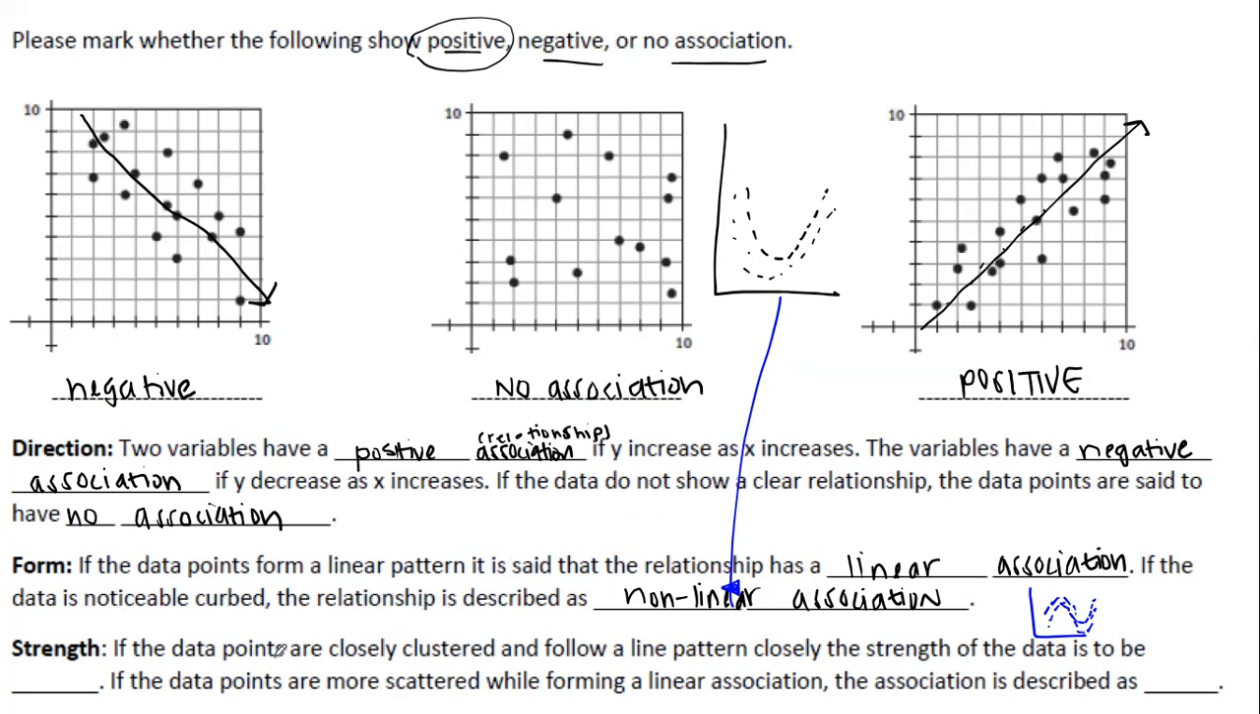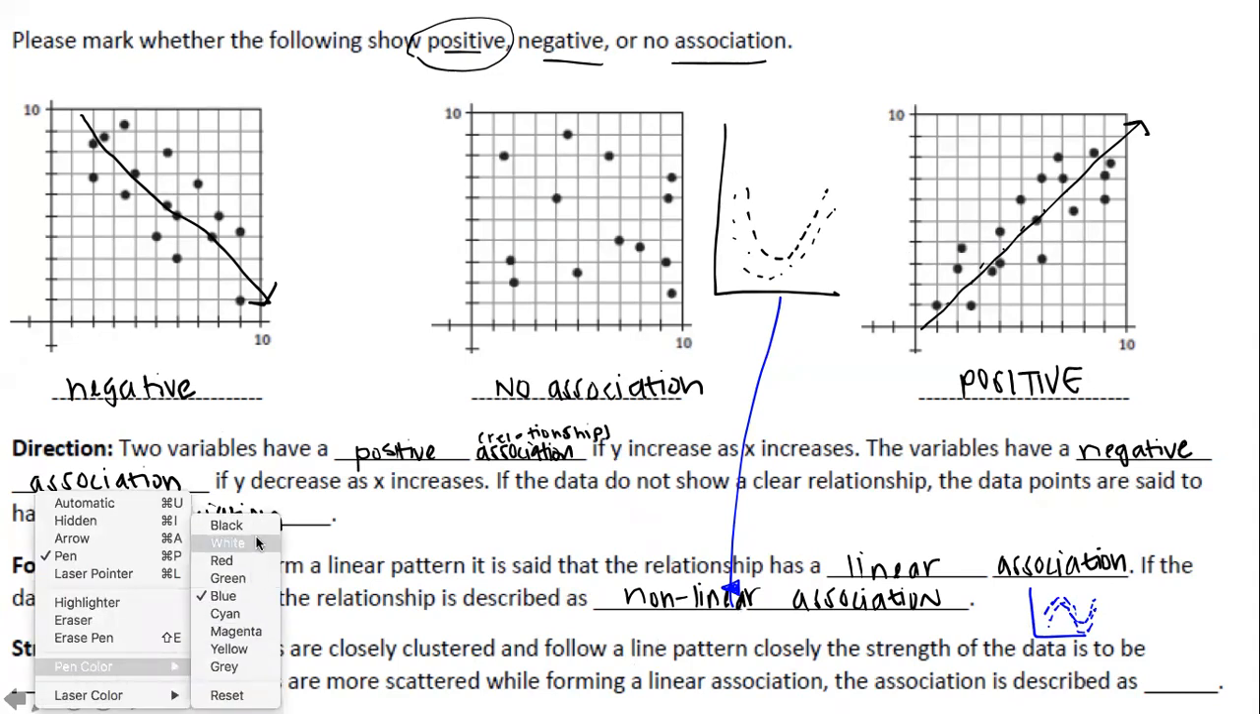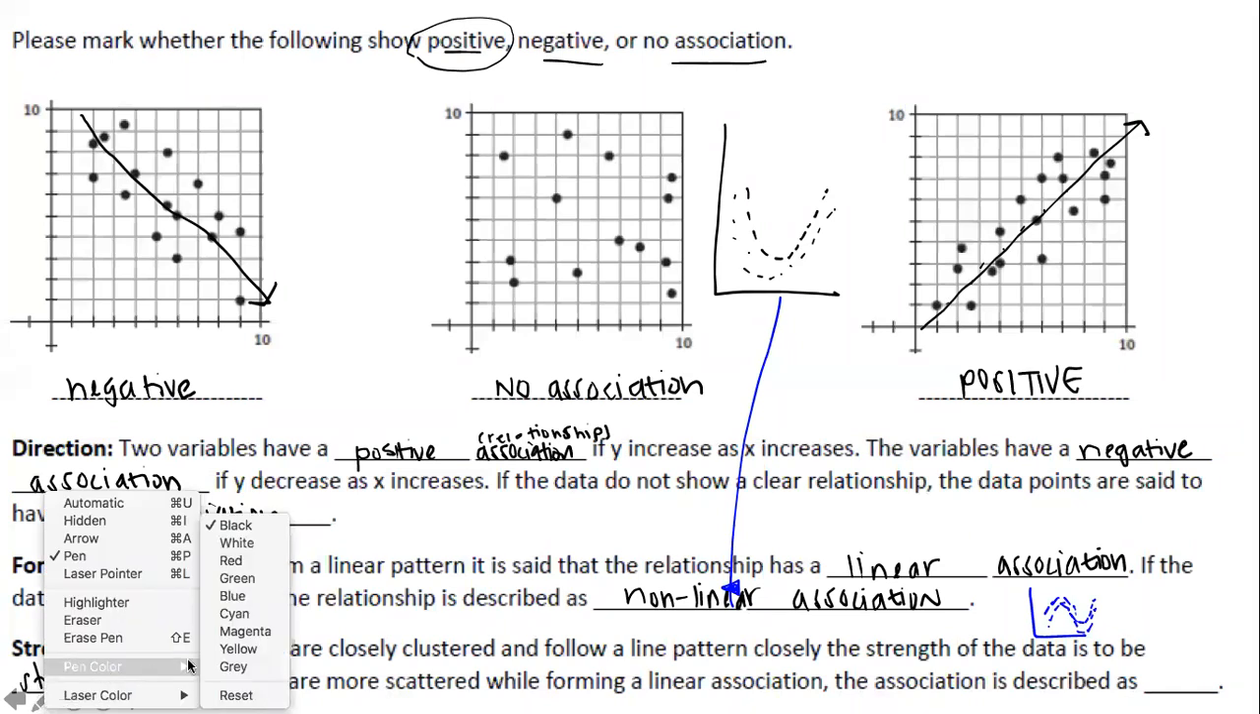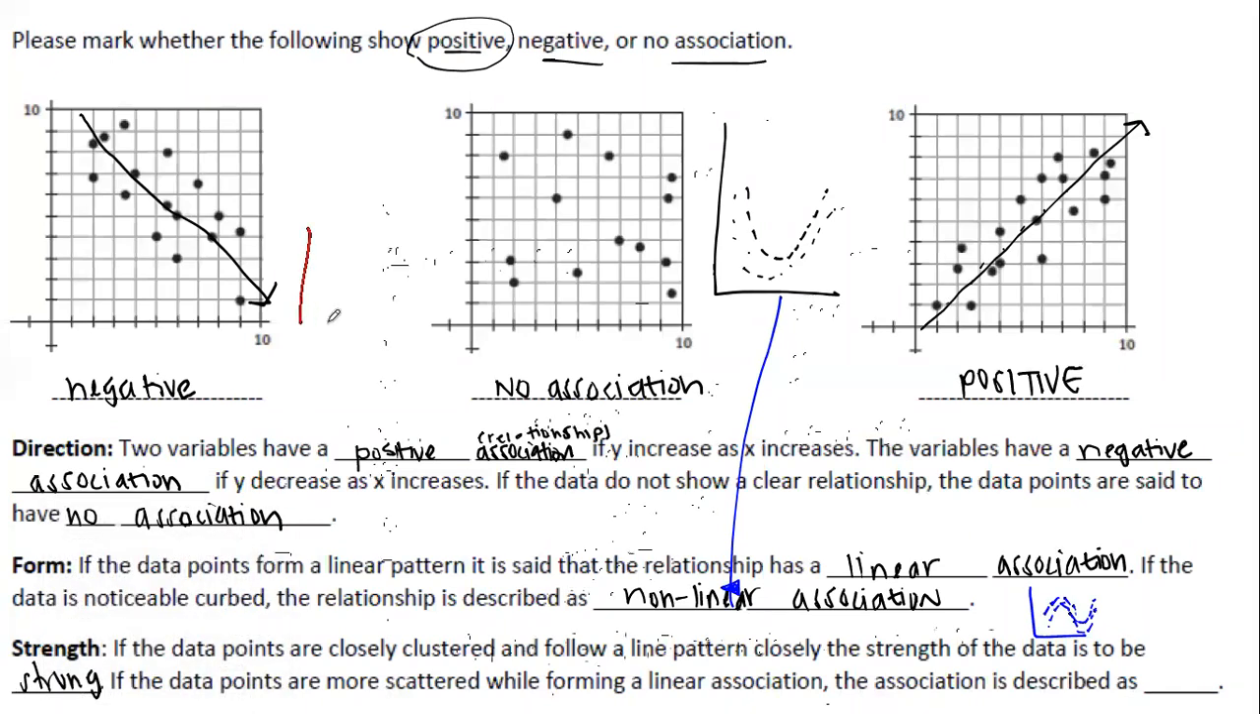All right, there's also strength. There's something strong, or it could be weak, or it could be moderate. It doesn't have to be strong or weak. It could be in the medium range. If the data points are closely clustered together, really close packed together and forming like a line, it's said that the strength is strong. So if I was to make a strong graph to show you, it would look like this, where the points are really tightly clustered together.